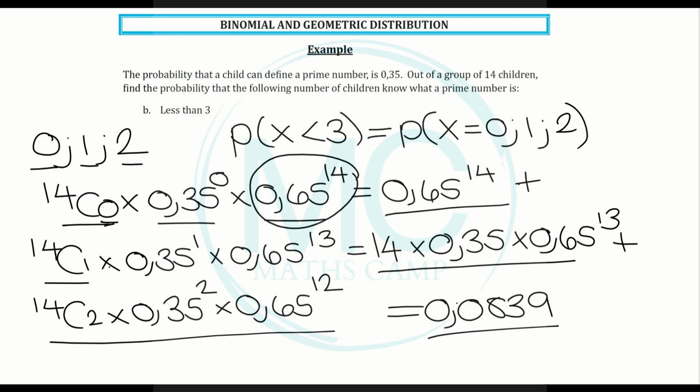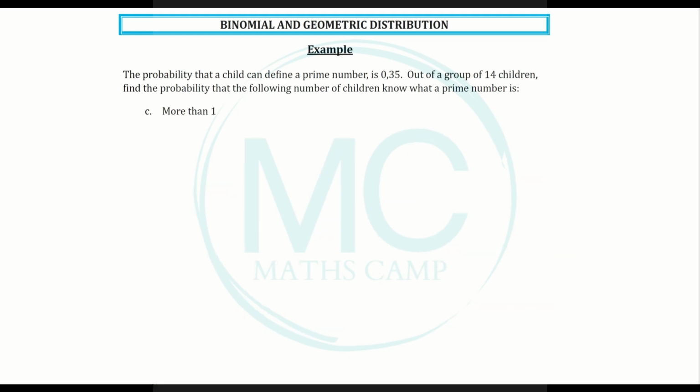And now we can look at part C. The probability that more than 1 child. We're working with 14 children. If we have more than 1, it could be 2, 3, 4, all the way up to 14. That is too many values that we need to consider. But if we were to calculate the distribution of all 14 values, we would get an answer of 1. So it stands to reason that the probability that x is greater than 1 must be equal to 1 minus the probability that x is smaller than or equal to 1.